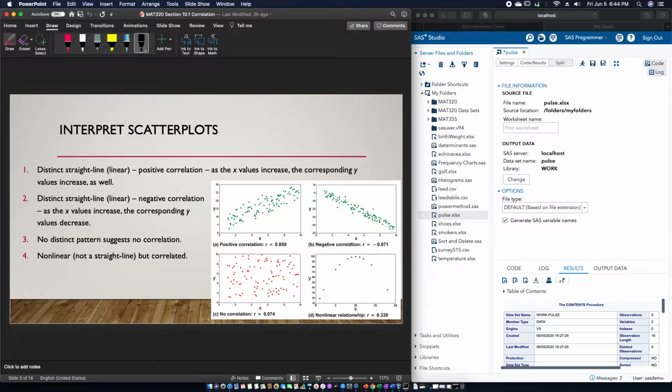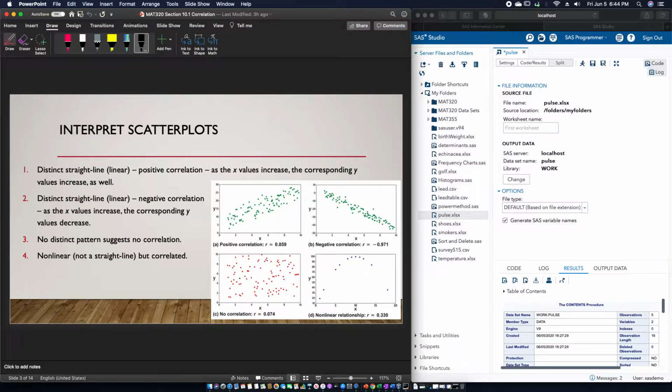The letter B here, the second one, is also a distinct straight line linear relationship. This one's closer together, which is why it has a correlation coefficient of negative 0.971, since the slope is negative here. And it's negative since as the x values increase, the y values decrease. You can also think of it as decreasing from left to right.